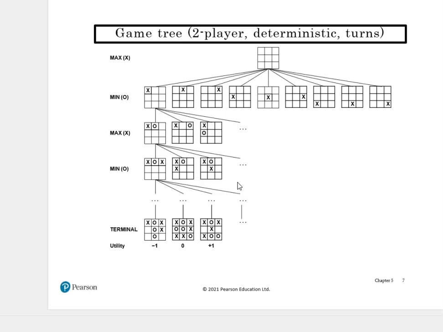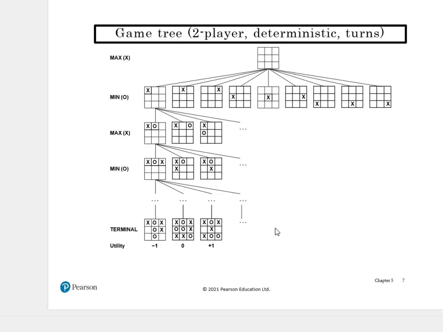Now, for tic-tac-toe, the game tree is relatively small, right? It's 9 factorial, which turns out to be about 362,000 terminal nodes. So essentially, in a sense, we can do a complete tree search at each state to maximize the utility for either Max or Min.